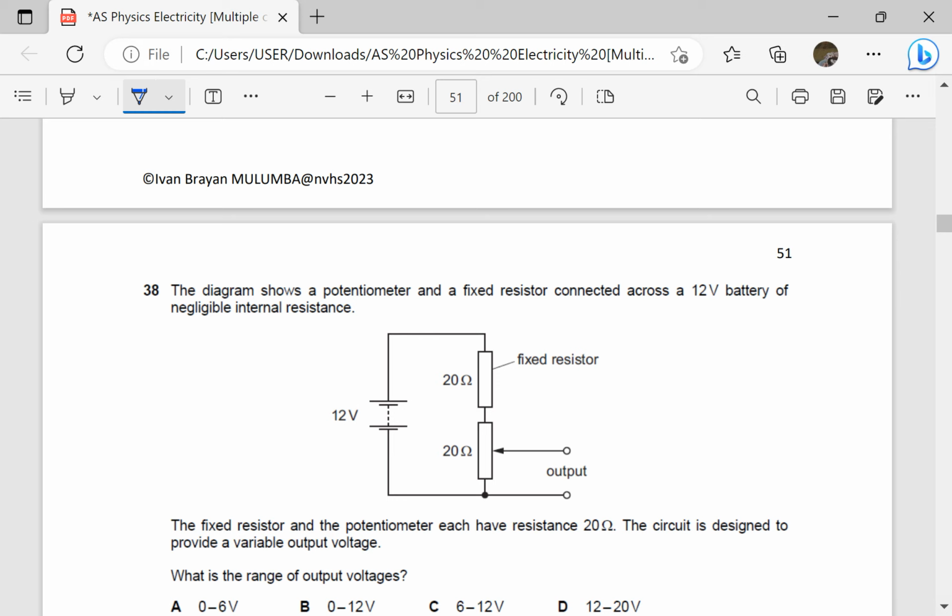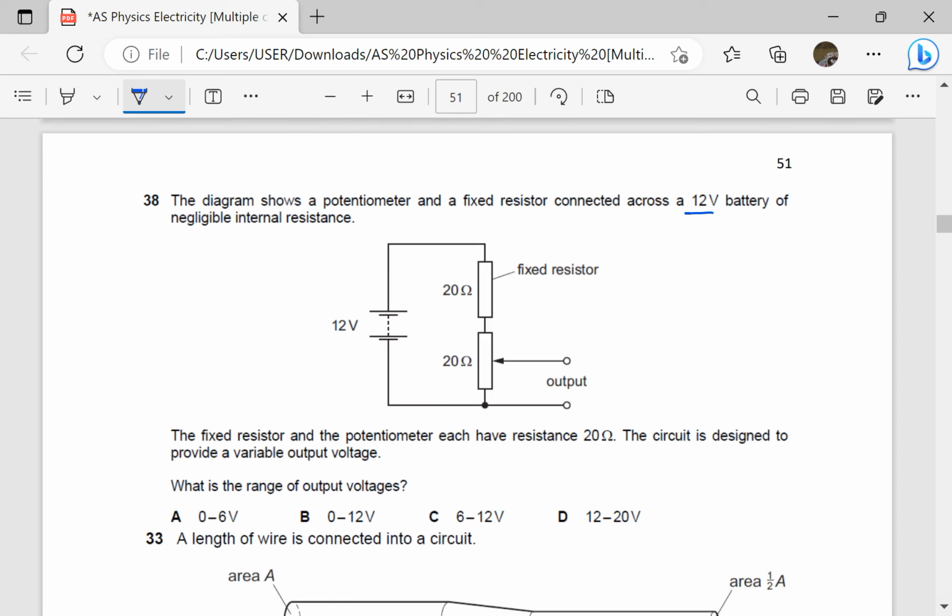The diagram shows a potentiometer and a fixed resistor connected across a 12 volts battery of negligible internal resistance. The fixed resistor and the potentiometer each have resistance 20 ohms. The circuit is designed to provide a variable output voltage. What is the range of output voltages? If this goes to this point here, the reading automatically will be 0. So the minimum is 0.